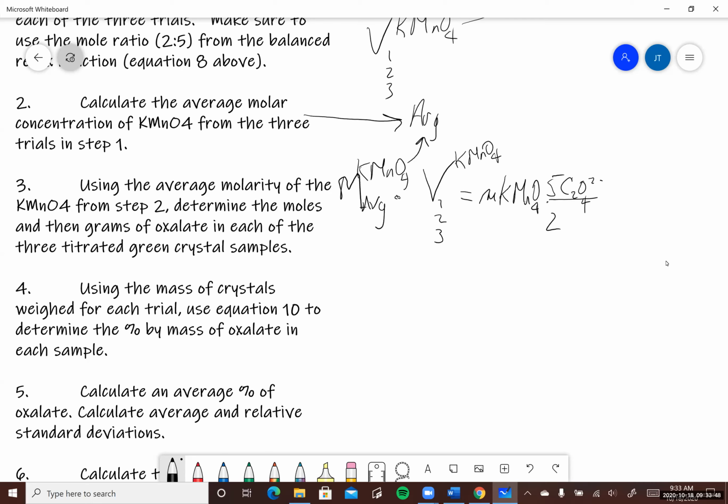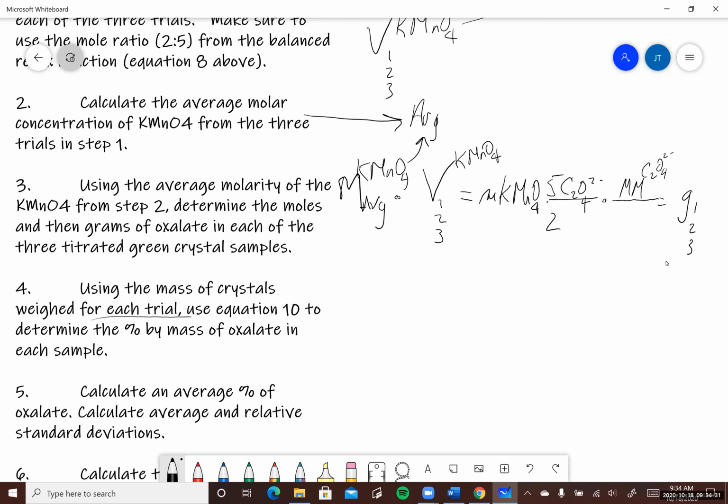And now I want to use that 2:5 ratio again to get the moles of oxalate that must have been in there. And then once I get the moles of oxalate, I'm just going to multiply that by the molar mass of the oxalate. And you can figure that out. And that's going to give me the grams in each one of those samples that I titrated for the content of oxalate. Now it says using the mass of crystals, that's the green crystals weighed for each trial, use equation 10 to determine the percent by mass of oxalate in each sample.